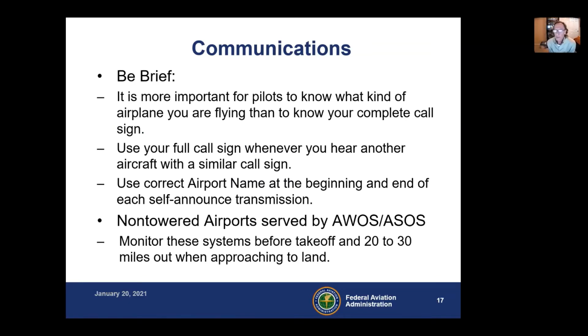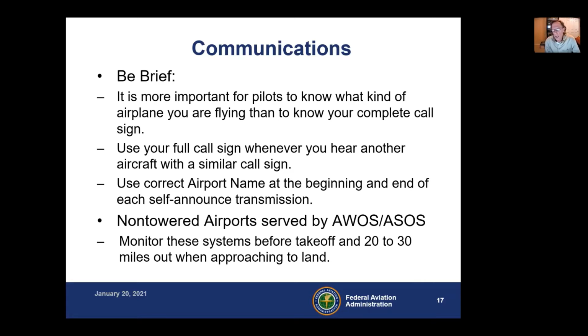So, on communication, be brief. It's more important for pilots to know what kind of airplane you are flying than to know your complete call sign. Use your full call sign, however, when you hear another aircraft with a similar call sign. And that's also in the Aeronautical Information Manual as well. And use the correct airport name at the beginning and the end of each self-announced transmission.